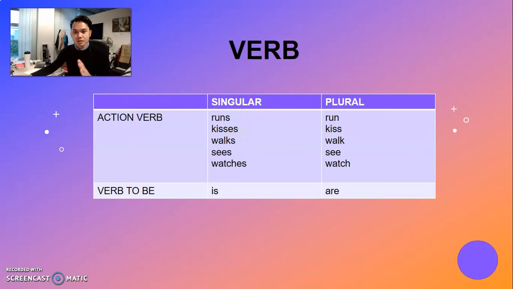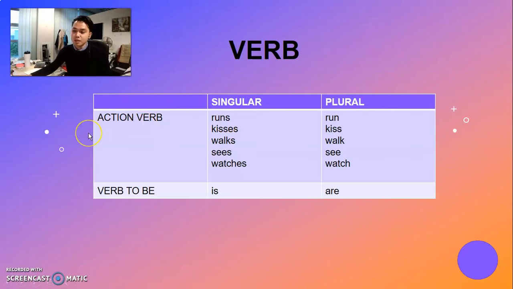Alright, so those are singular. But when you change them to plural form, right, if they become plural, there's no s at the end. So that's why I always tell students, terbalikkan. For subject, kalau singular, tak ada s. Plural yang ada s. But for verb, singular ada s, plural tiada s. Terbalikkan. Okay, now that is for action verb.